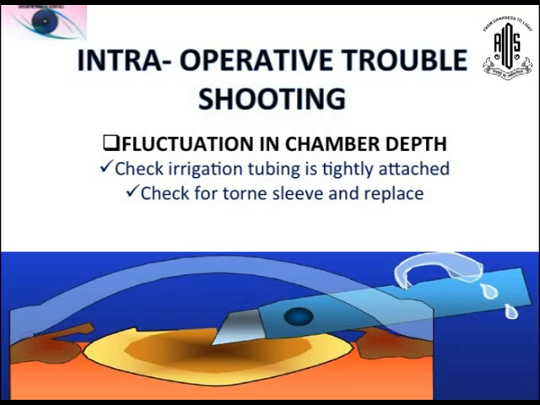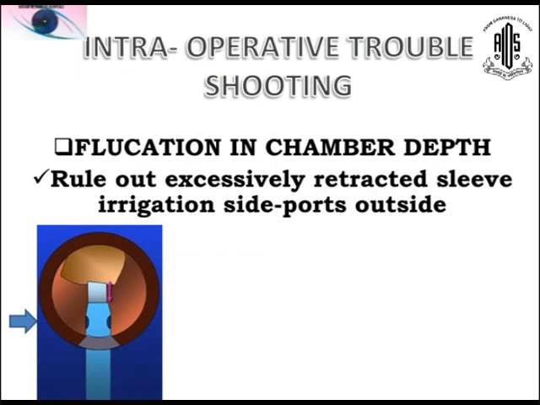Fluctuation in chamber depth is a very common problem. We should not have it with the newer machines; of course, we have almost solved these problems. Check that the irrigation tubing is tightly attached. Check the silicone sleeve, and if it is worn, please replace it. Rule out an excessively retracted sleeve, and irrigation from the side port outside.